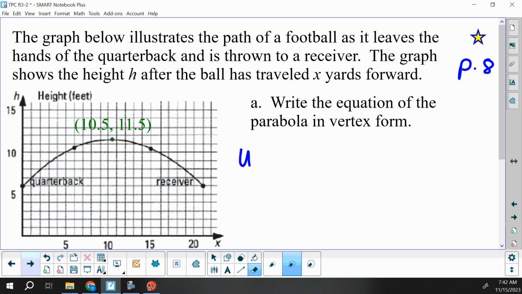So we're going to have y equals, we don't know our a value this time, so let's just leave it as a. But we do know the vertex. From the origin, this vertex is shifted 10.5 to the right and 11.5 up. So if we want to go to the right, we should be subtracting from x. So we'll just have x minus 10.5 in parentheses squared. And if we want to go up 11.5, we'll just add that on the end.